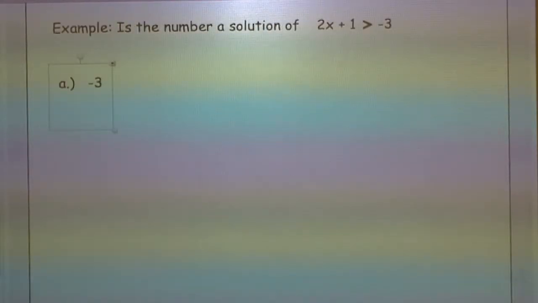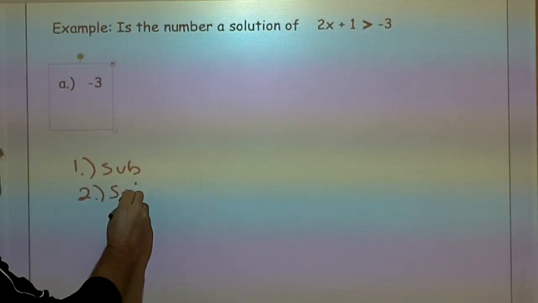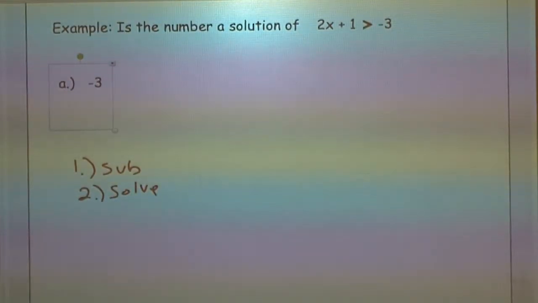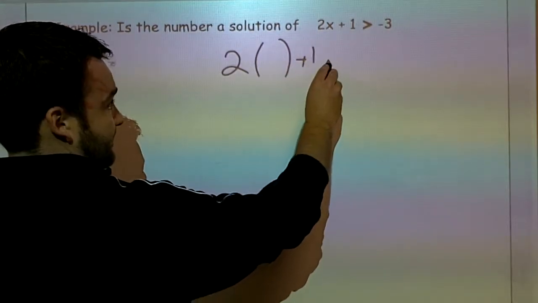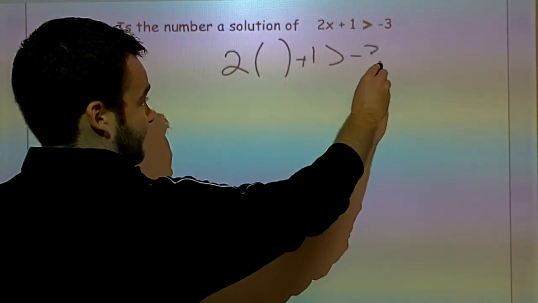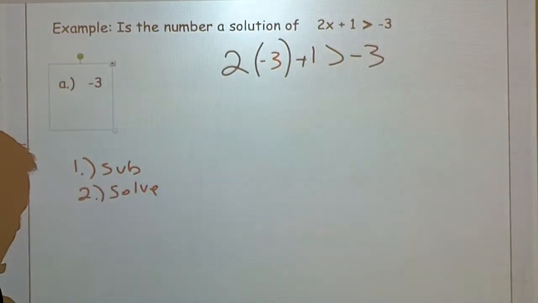Let's take a look at this example. Is the number a solution of 2x plus 1 is greater than negative 3? The number that we're checking is negative 3. So all we do, number 1, is substitute, and then we solve keeping in mind our order of operations. In this case, we plug negative 3 in for x. So we're going to take 2 times negative 3 plus 1 and check if that's greater than negative 3.